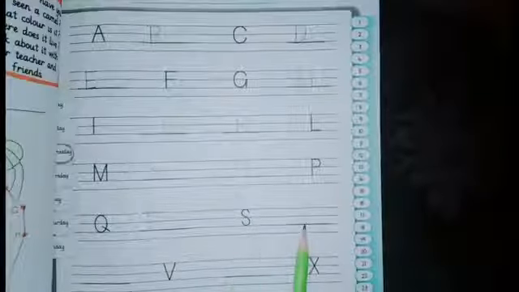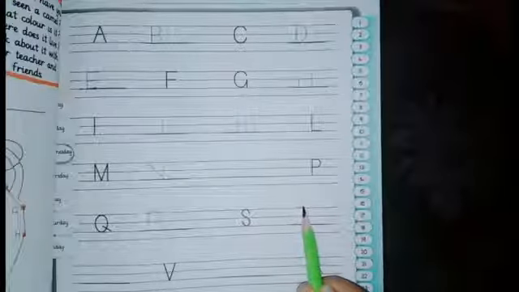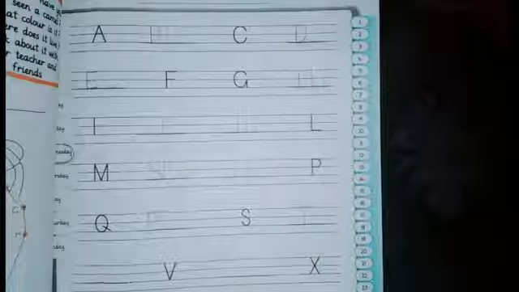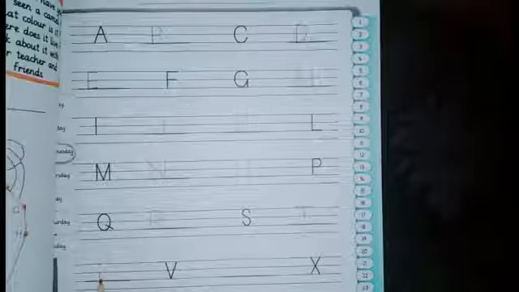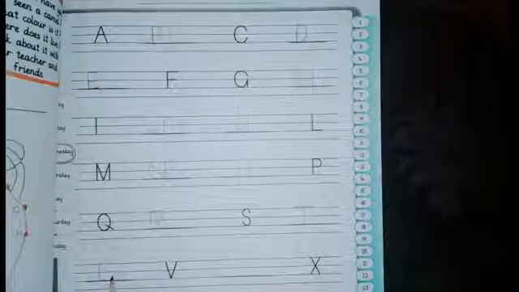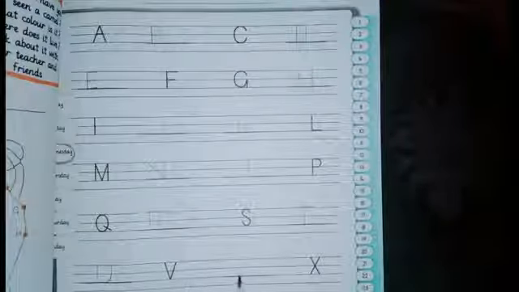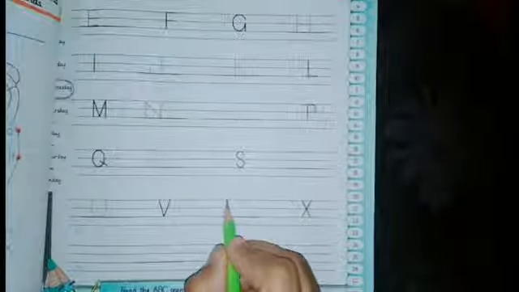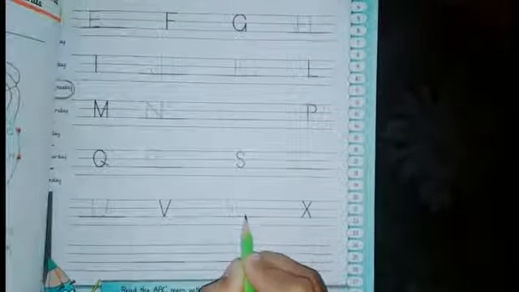S. T. How will we write T? It's a straight line and a horizontal line like this, a straight line. U. How will we write U? A straight line like this and a curve, and then move upward. V. W. How will we write W? It's a straight line, then a slanting line, again a slanting line, and then move upward.